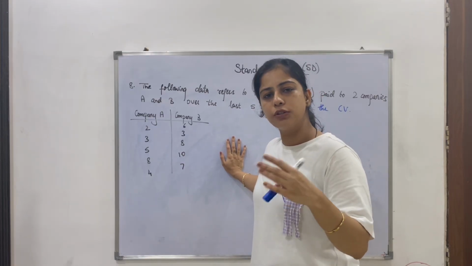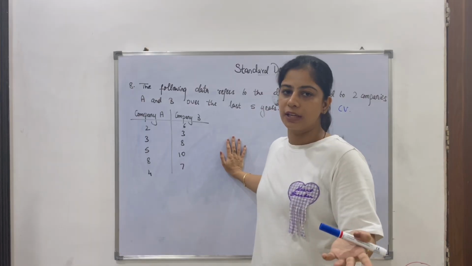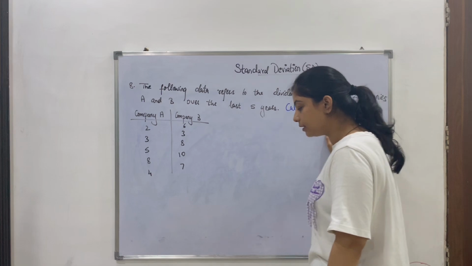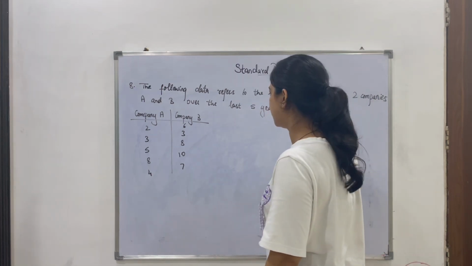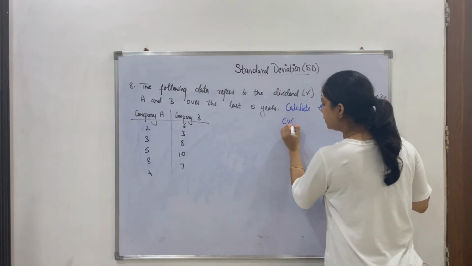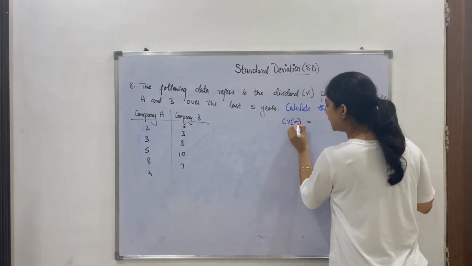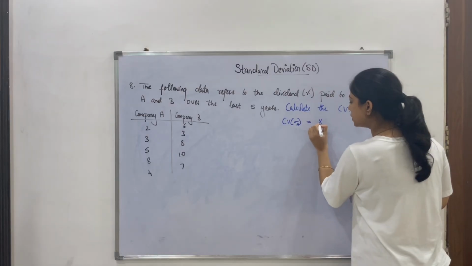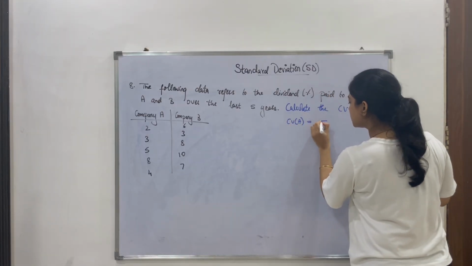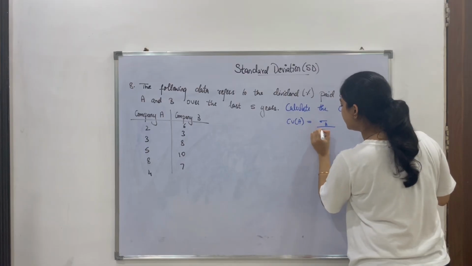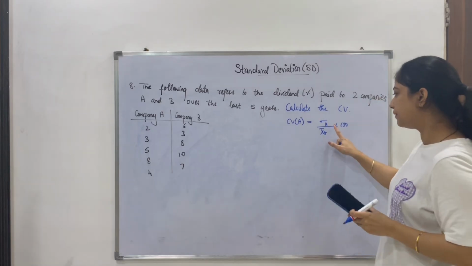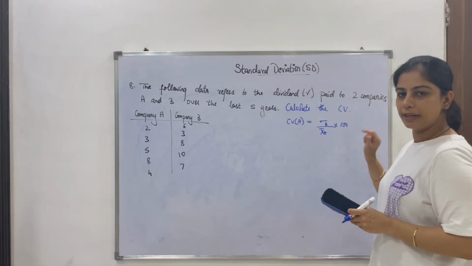And you need to compare and tell which is more consistent and which is less consistent. So here they have asked you to calculate the CV and then comment about it. So let's calculate CV for company A first. CV for company A, I'll write sigma A by mean. Let's calculate CV of company A, which is standard deviation of company A by mean of company A into 100. For this, we need to calculate the standard deviation. We have to calculate the mean and then multiply into 100.